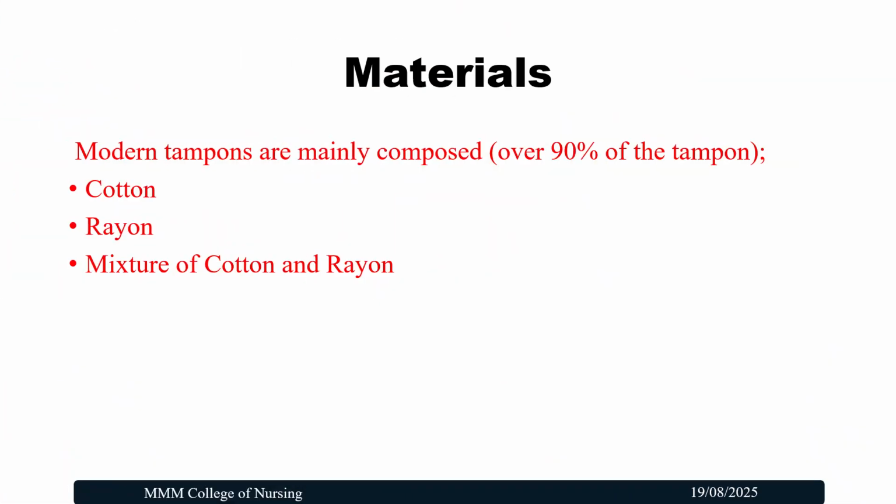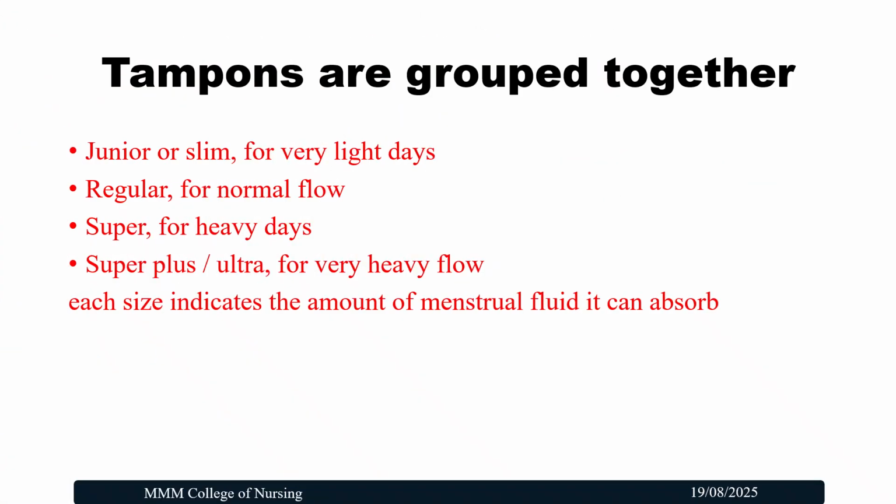Materials. Modern tampons are composed of over 90% cotton, rayon, or a mix of cotton and rayon. Tampons are grouped as junior or slim for very light days, regular for normal flow, and super for heavy days, and super plus and ultra for very heavy flow. Each size indicates the amount of menstrual fluid it can absorb.